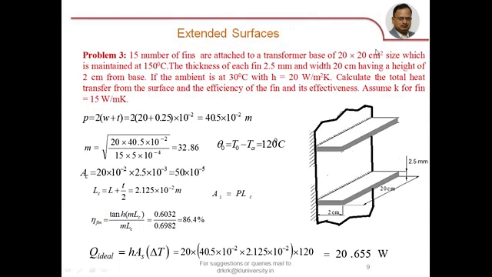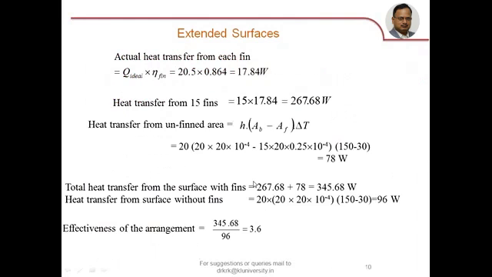Out of 20 into 20 centimeter square, that is 400 centimeter square, fins occupy only a cross-sectional area of 15 into 10 power minus 5 for each fin, like that 15 fins. So still there is a bare area or unfinned area, which is equal to total base area minus finned area. Total base area is 20 into 20 into 10 power minus 4 meter square, and finned area for 15 fins, each fin 20 into 0.25 into 10 power minus 4.